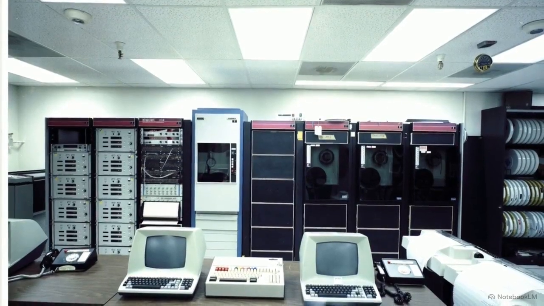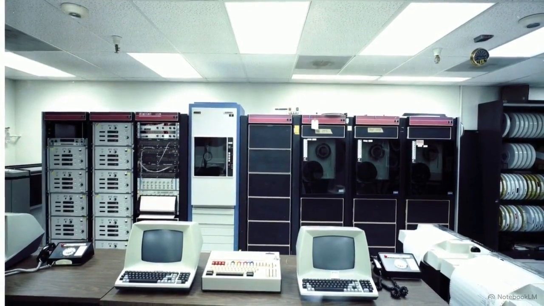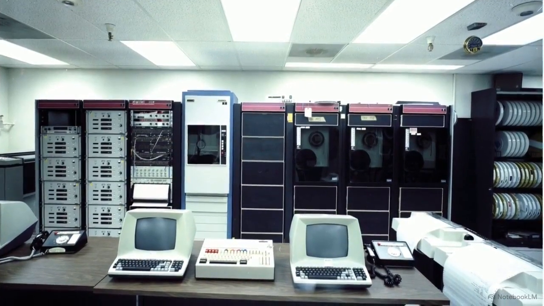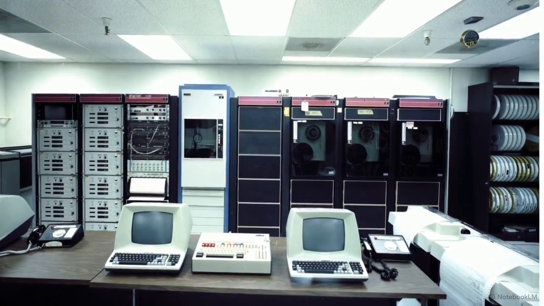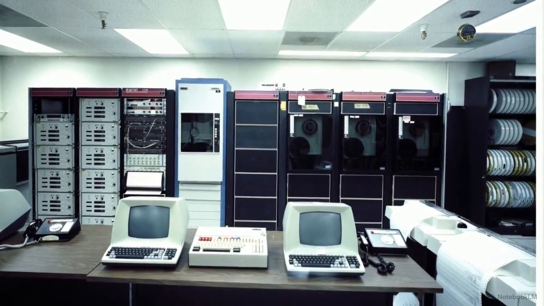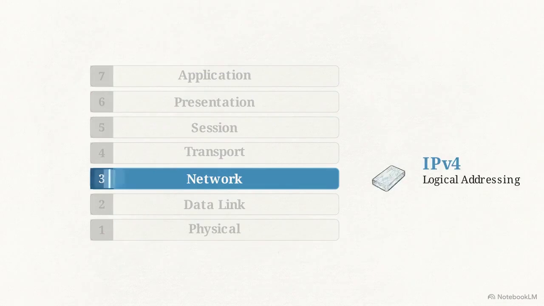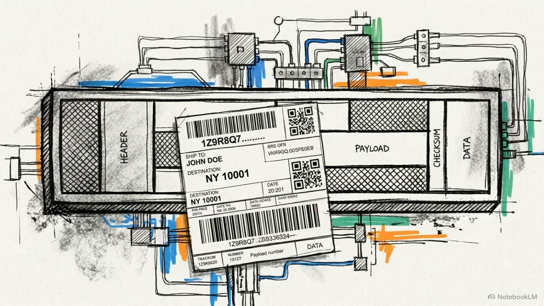In September 1981, the Internet Protocol version 4 was formally codified in RFC 791. It remains the defining architectural achievement of the 20th century digital era. Operating at Layer 3 of the OSI model, IPv4 provides the logical addressing to identify hosts. It acts as the core shipping label for global data transit.